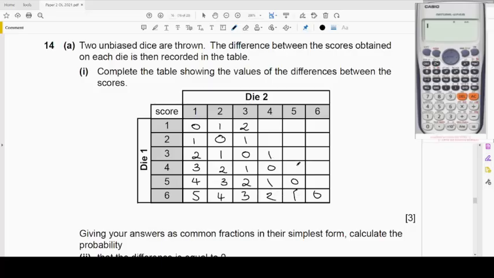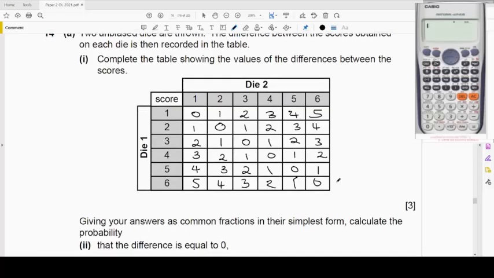This is a 1, 1, 1. This is 2, 2, and 2. And this is 3, 3, and 3. This is a 4, 4, and then this is a 5. Okay, so that's how you do it. You can say 0, 1, 2, 3, 4, 5, 1, and then 0, 1, 2, 3, 4, 2, 1, 0, 1, 2, 3, and so on. So just check that you have completed the table correctly.